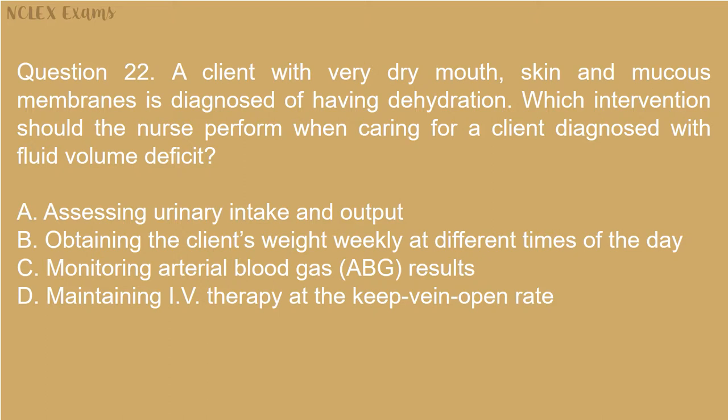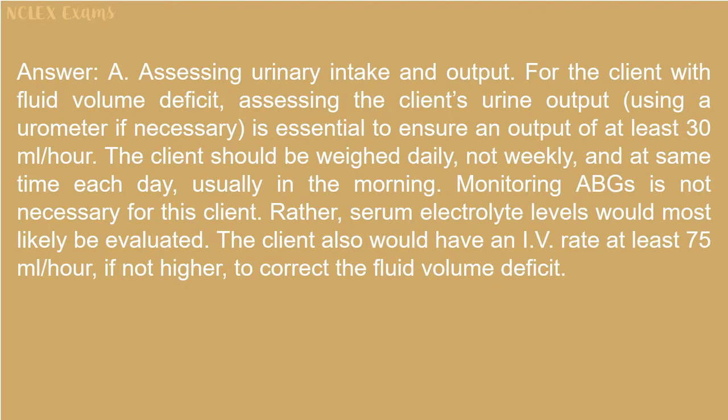Answer A. Assessing urinary intake and output. For the client with fluid volume deficit, assessing the client's urine output, using the urometer if necessary, is essential to ensure an output of at least 30 mL/hour. The client should be weighed daily, not weekly, and at the same time each day, usually in the morning. Monitoring ABGs is not necessary for this client. Rather, serum electrolyte levels would most likely be evaluated. The client also would have an IV rate of at least 75 mL/hour, if not higher, to correct the fluid volume deficit.